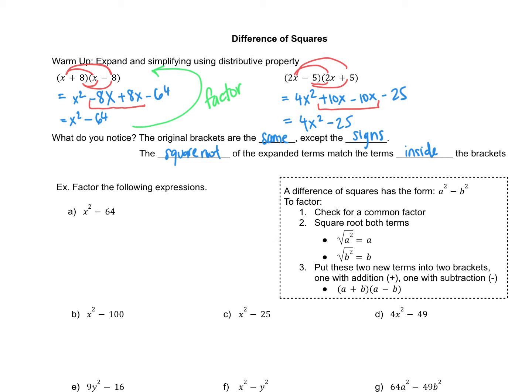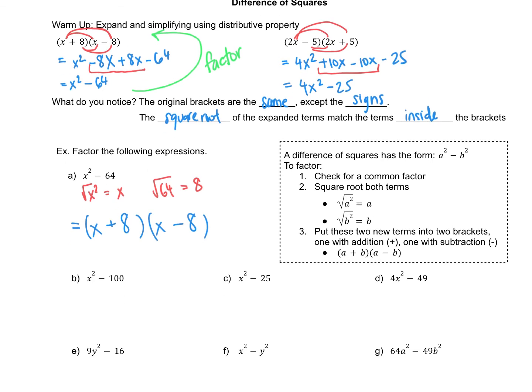Then you're going to put the two terms into two brackets, one that has addition, one that has subtraction, just like we saw in the warm-up. So if I square root x squared, that's x, because x times x is x squared. If I square root 64, just on my calculator, ignoring the negative, that's 8. So my factored expression, I have two brackets. I'm going to start with x, then I'm going to put an 8. One bracket will be addition, one bracket will be subtraction. And it's that quick, but you just have to recognize it.